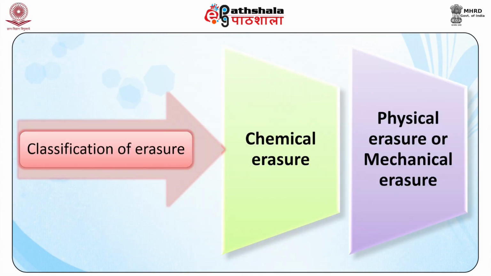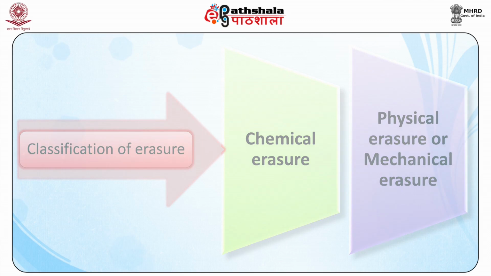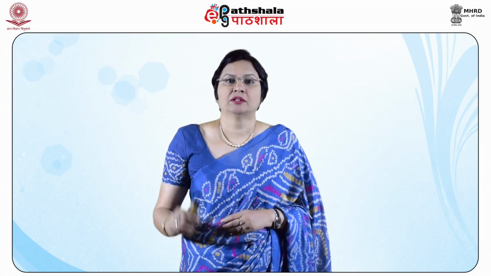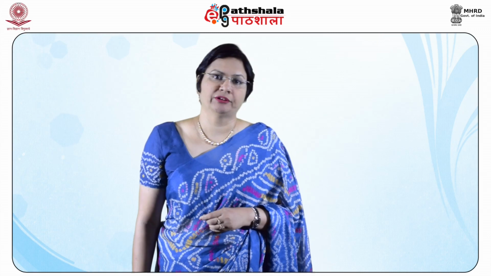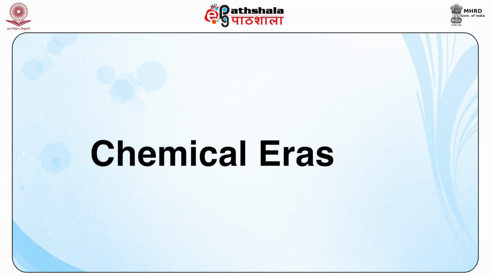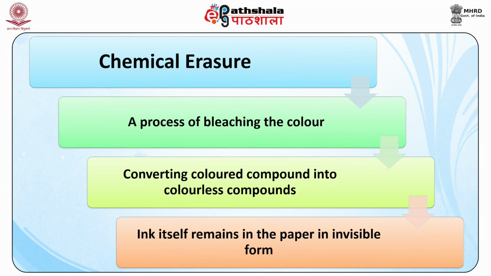Erasure can be achieved and so is classified as chemical erasure or physical erasure, which can also be mechanical erasure. So, there are two types, one is chemical, other is physical or mechanical erasure. Let us try to learn in detail more about these two methods of erasure, that is the method of altering any document by rubbing, scrapping or wiping out with an intention to change the meaning of that particular document.